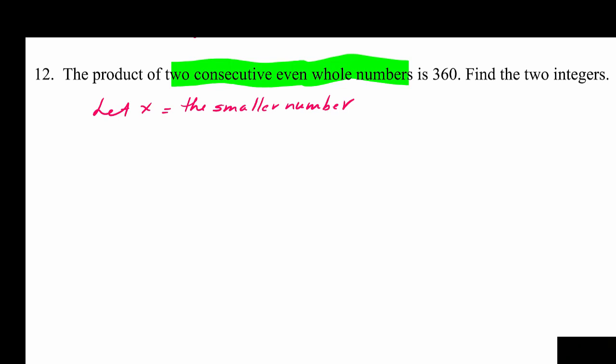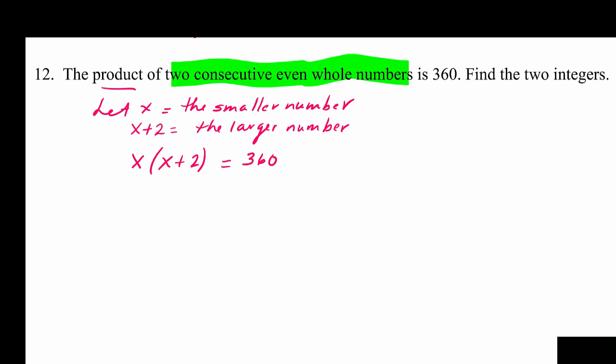And then because we're talking about even numbers, they are 2 units apart from each other on the number line, as you know. So the next even number would be x plus 2. So that will be our larger number. And for our equation, we're once again looking at product, which means we're going to multiply those two. So x times x plus 2, and that has to be 360.